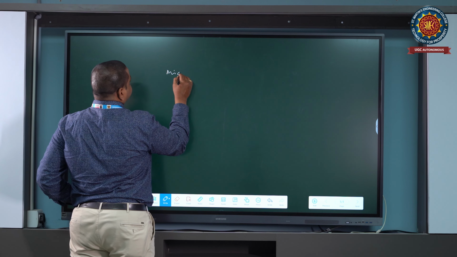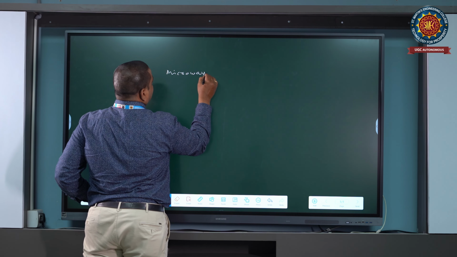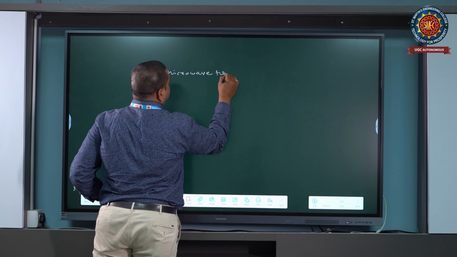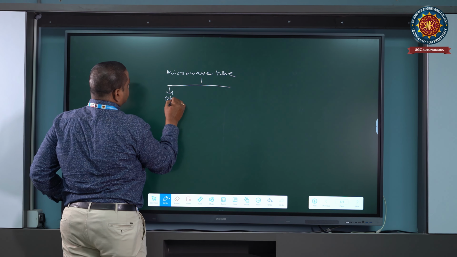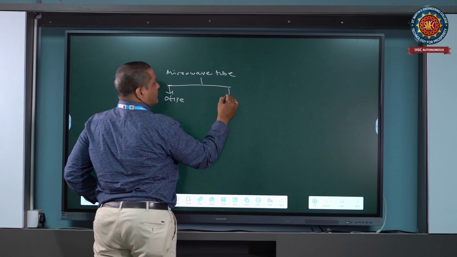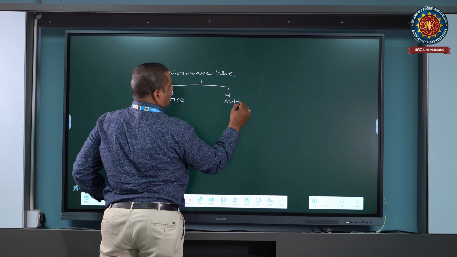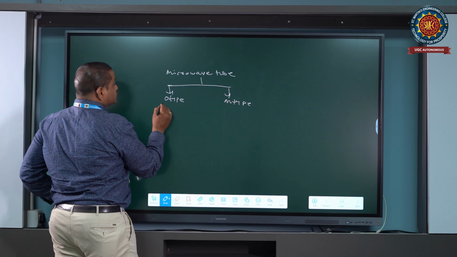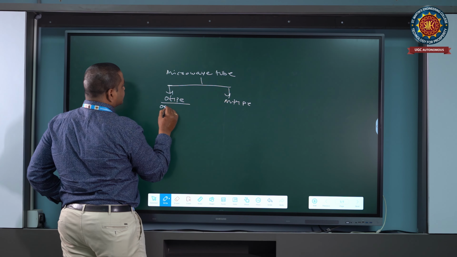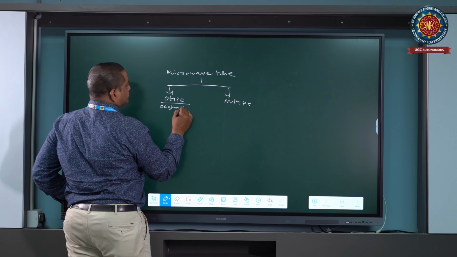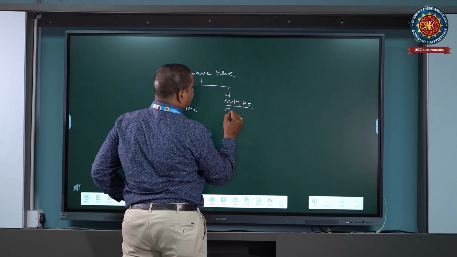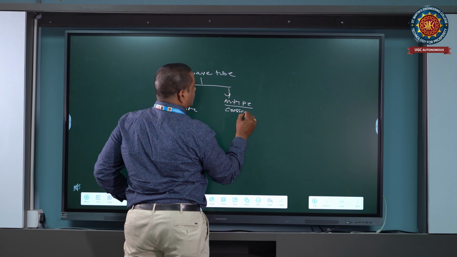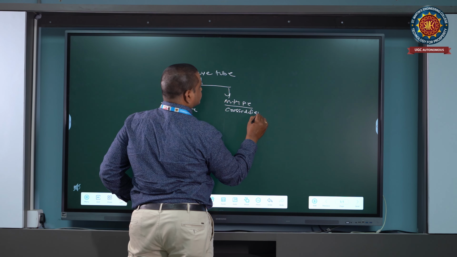Microwave tubes are classified as O type and M type. O type means original type, and M stands for crossed field type.